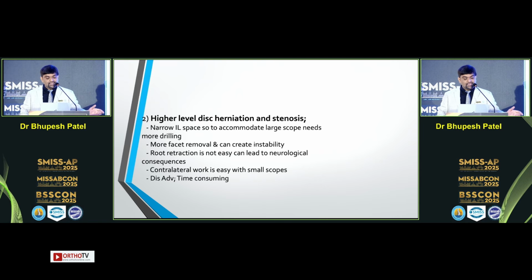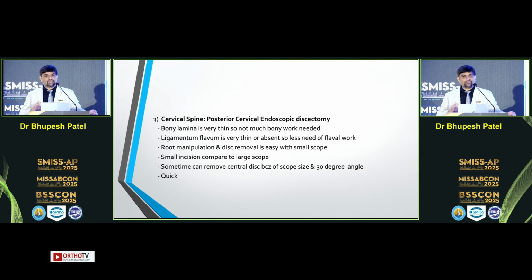Contralateral work is very easy with a smaller scope because you can go below the lamina very easily. But the disadvantage is that it is time consuming because of the smaller instruments. Again, posterior cervical endoscopic discectomy: the bony lamina is very narrow. The V junction, the laminofacet junction, is a very small thin plate, and around 3 to 4 millimeters of bone you need to drill, and then you just go there. Again, the ligamentum flavum is sometimes absent or very thin.